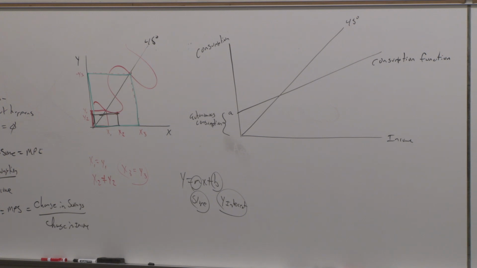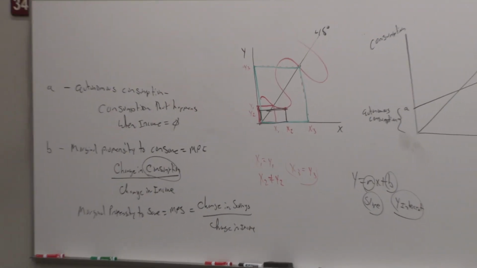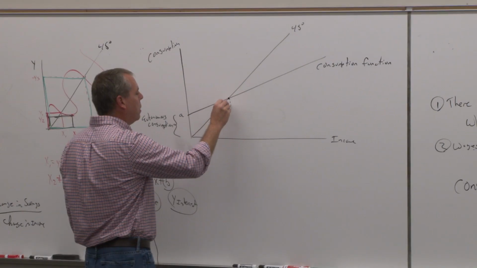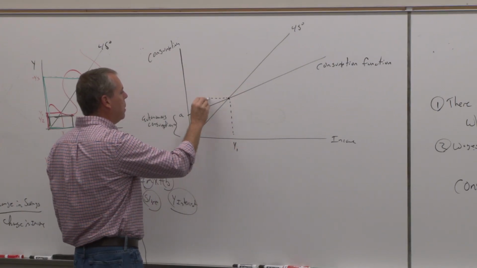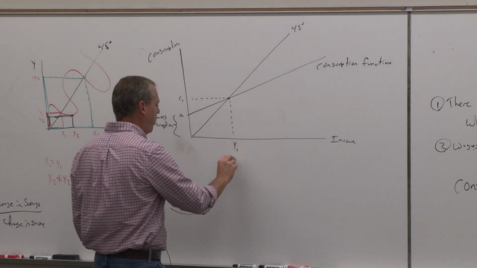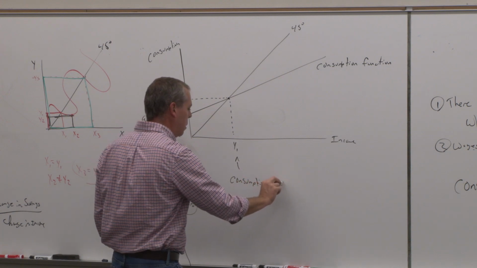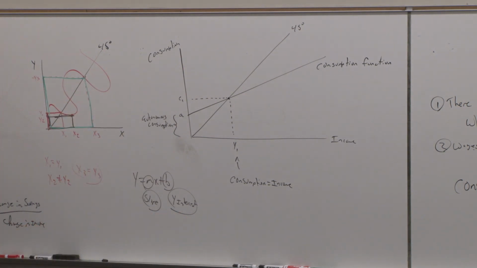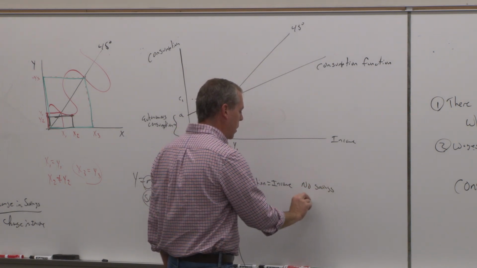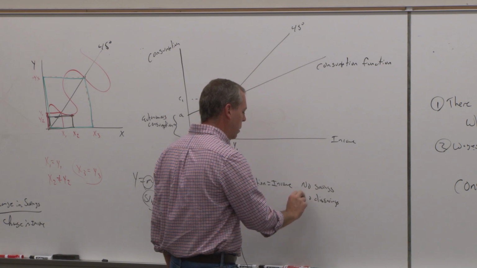And when people get income, they increase their consumption at some particular rate, whatever that rate is. It can be any number that you want it to be. Let's look at what's happening here at this point right here. Consumption is equal to income, right? There's no savings. There's no dis-savings. Okay.